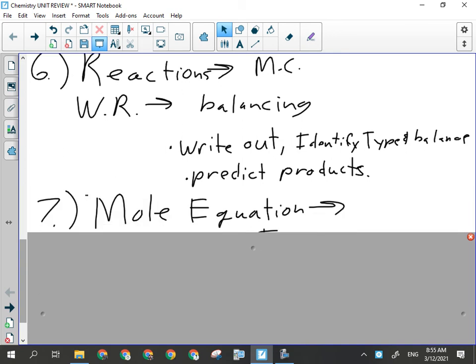Mole equation. I've already said to you, there's going to be one of each of the 4 types that we went over in class. There'll be one where you'll have to calculate the number of moles, one where you'll have to calculate the mass, one where you'll have to calculate the number of molecules in a given mass, and one where you're given the number of molecules and have to calculate the mass. One of each of the 4 types.